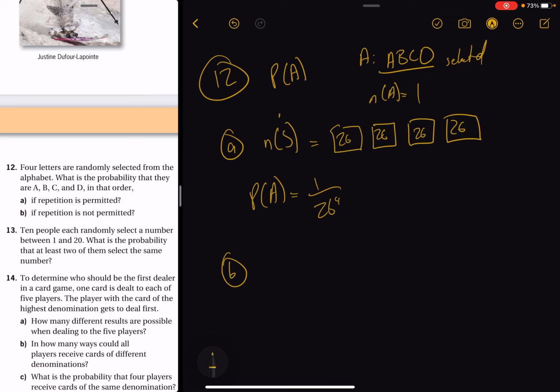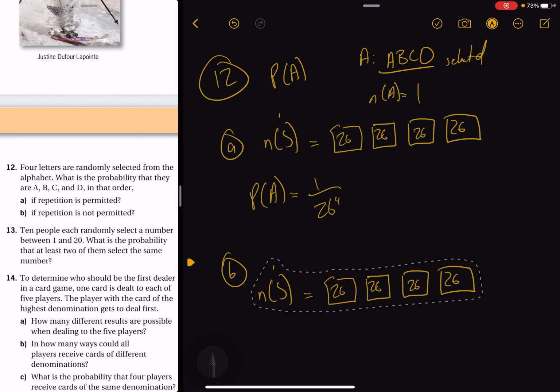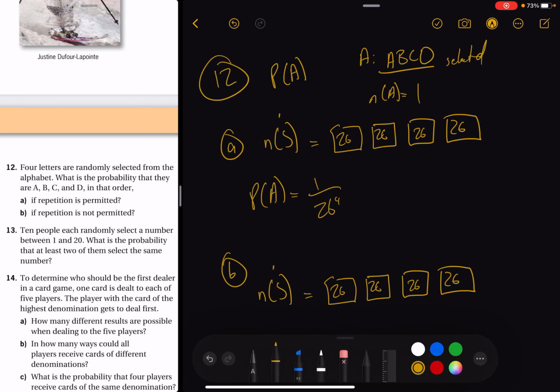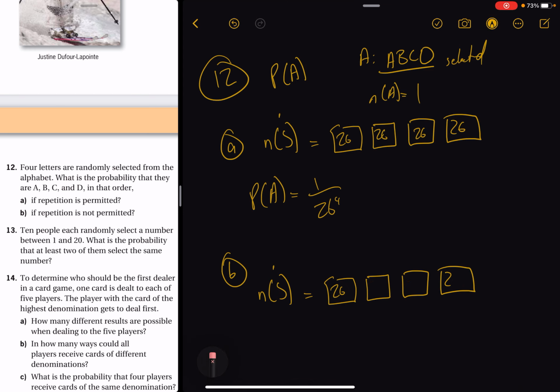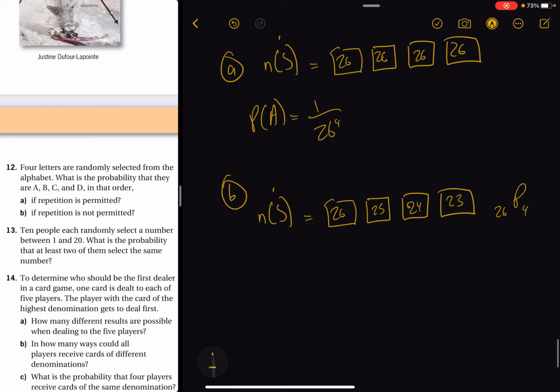And then B, if it's not permitted, it's almost the same as that, except with one small thing. I can't repeat my letters, so there's only 25, 24, 23, or P, 26, choose 4 possible permutations, okay? So P of A would equal 1 over P, 26, choose 4. You can do the math on that.